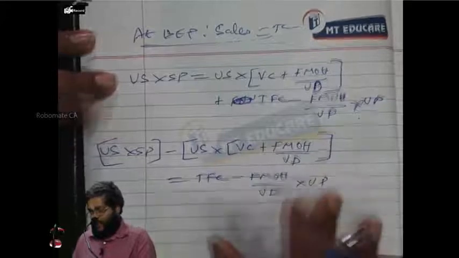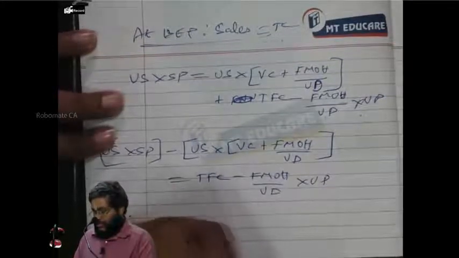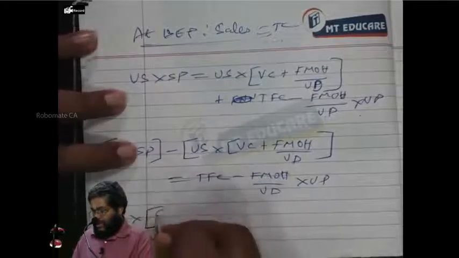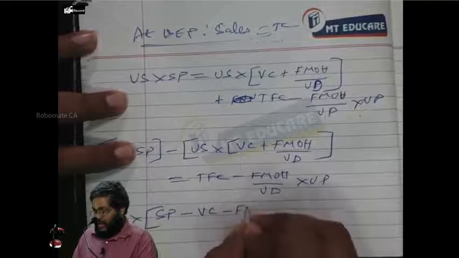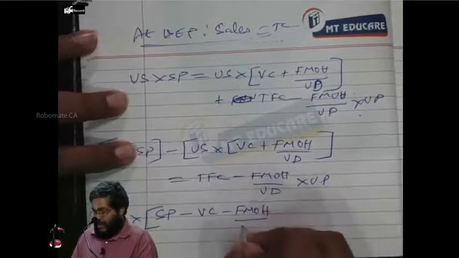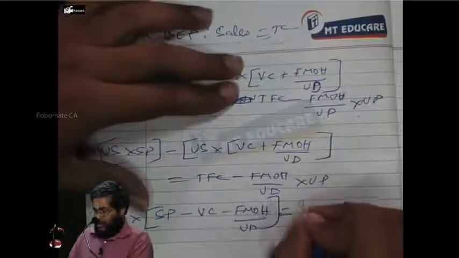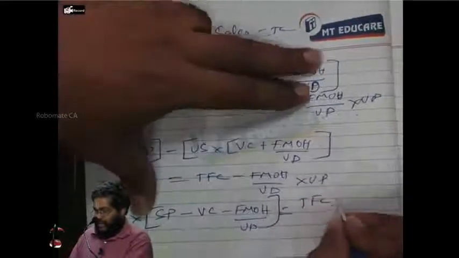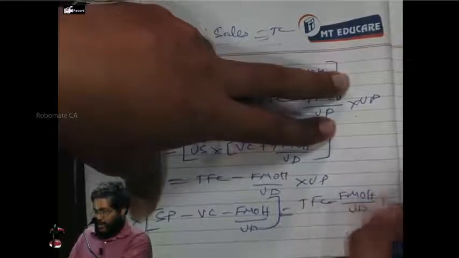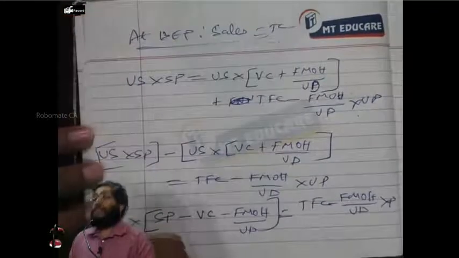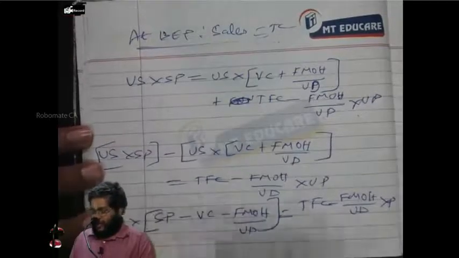Respond yes or no? Now, unit sold is common here or not? Yes. Unit sold into selling price minus variable cost minus FMOH divided by UD is equal to the right hand side: total fixed cost minus FMOH divided by UD into UP. The unit sold is called what? Break-even, because the sales is equal to cost.